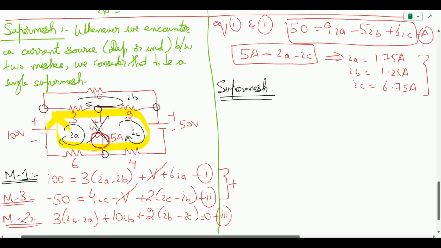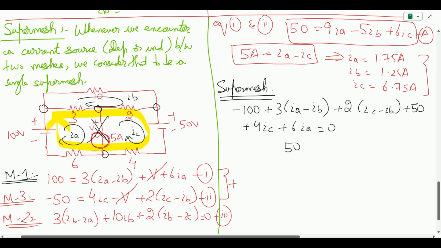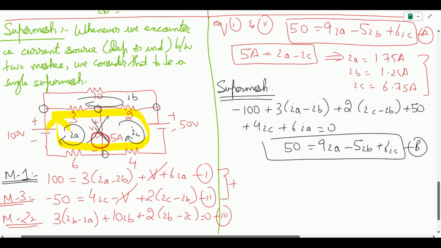This means my equation will be: minus 100 plus 3IA minus IB. Again, the original clockwise direction of the current will remain. I am only going to remove the branch that holds the common 5 ampere current source, and then my equation will be plus 2IC minus IB plus 50 plus 4IC plus 6IA equals 0. When I solve this, I should get an equation similar to equation A, which is this one. So you see, equations A and B are exactly the same.